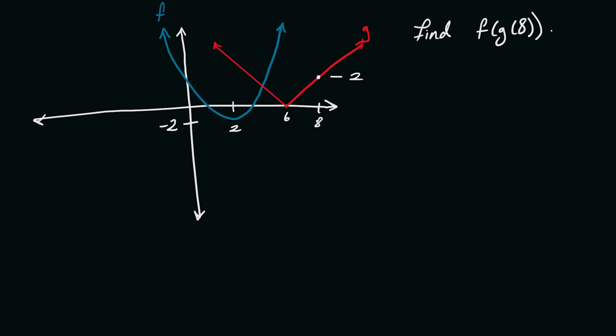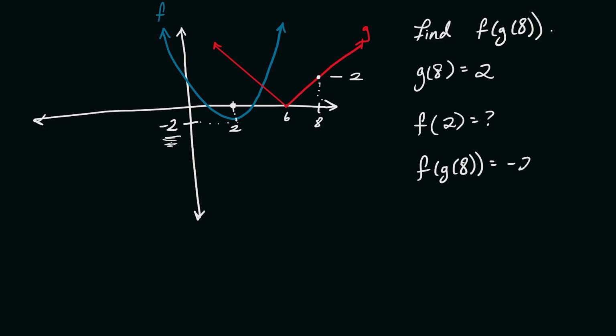Alright, so hopefully you solved it and maybe got the right answer. But let's solve this together. Since we want to find f of g of 8, g of 8 is just equal to 2. As we draw up here, we get the y value of 2. So now we can replace it with f of 2 equals what? The x value is 2 over here, and it seems like the value is negative 2. So that means f of g of 8 is equal to negative 2. That's how simple it is.